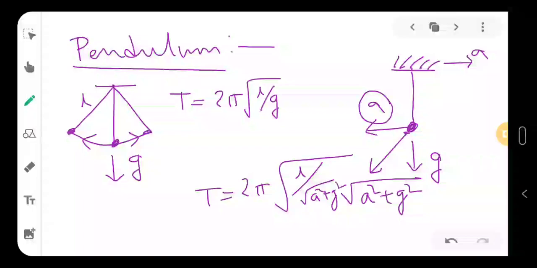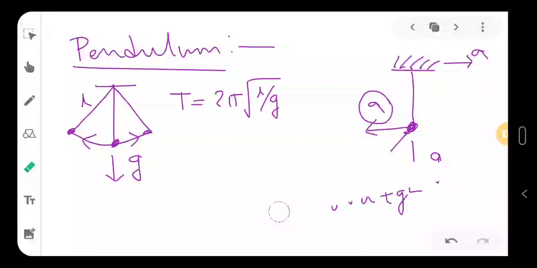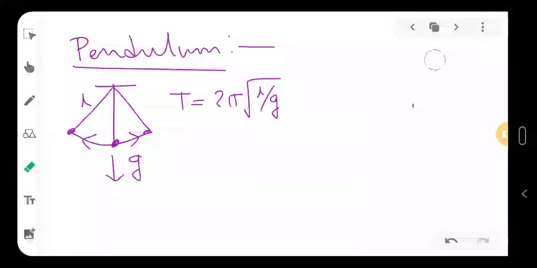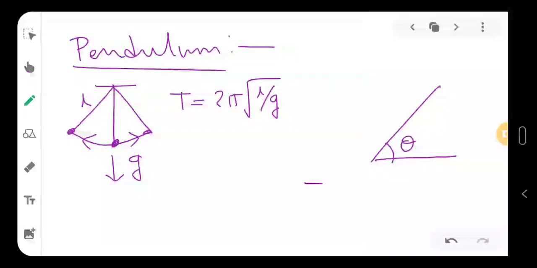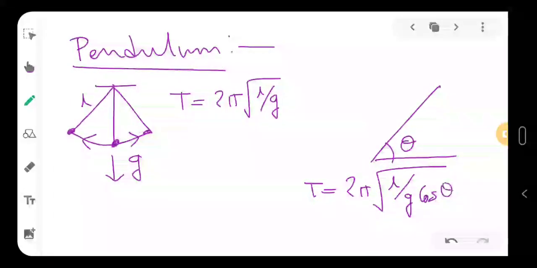One more situation will come when your pendulum is in an inclined plane. So let's say you have a pendulum in some inclined plane, with theta as the inclination angle. Then the time period will again change. So I am talking about a pendulum which is in an inclined plane. In that case also the time period will change, and that will become 2 pi root over L by g cos theta. So we have to take the cos theta component of g, because g will be working.